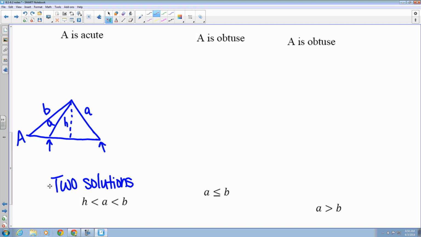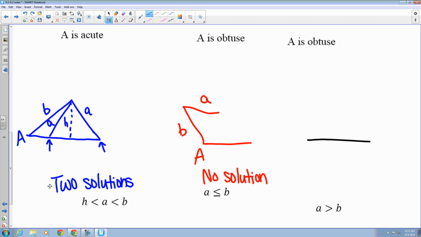And then when we have an obtuse angle, A is obtuse. If side a is less than or equal to side b, then this is a no solution. But if side a is bigger than side b, we have one solution.